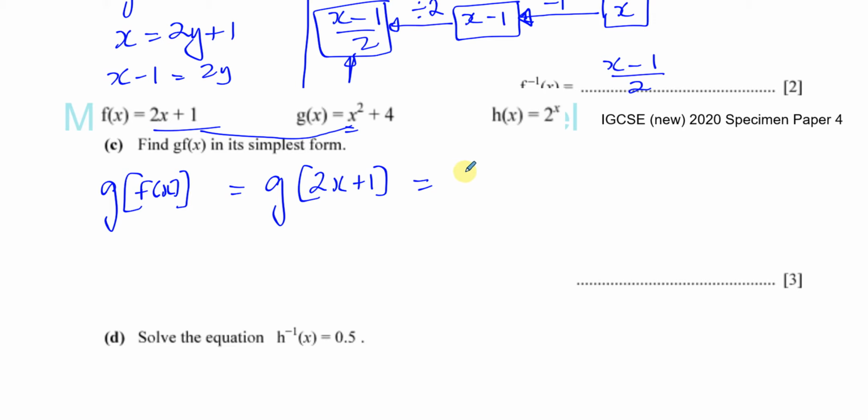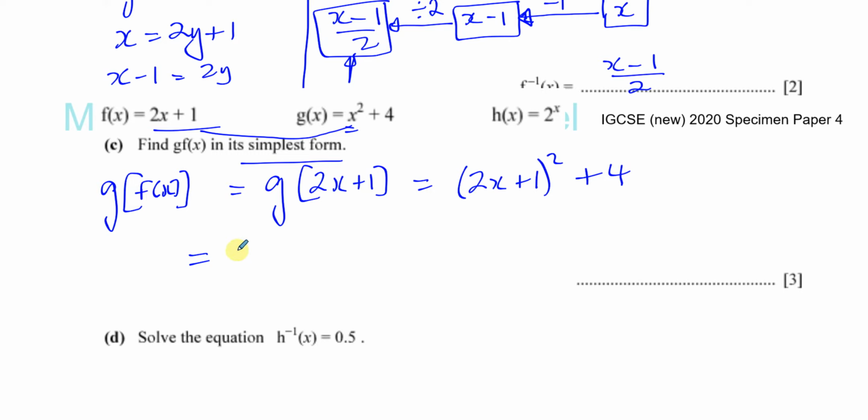Anyway. Okay, so now you're going to replace the x with 2x plus 1. So instead of the x, you write 2x plus 1 squared plus 4. So instead of x squared plus 4, it's whatever's in the bracket squared plus 4. Now, it says in its simplest form, that means I have to expand the bracket and then simplify. So I'm going to expand the bracket by squaring the bracket.